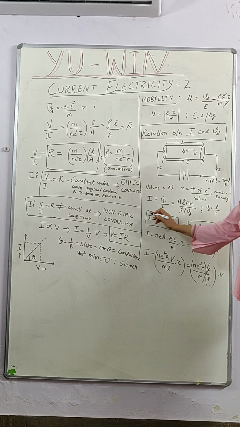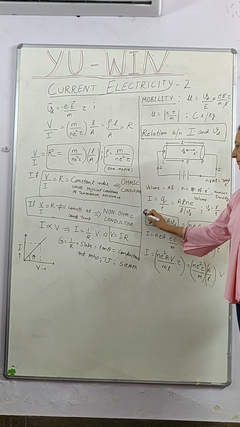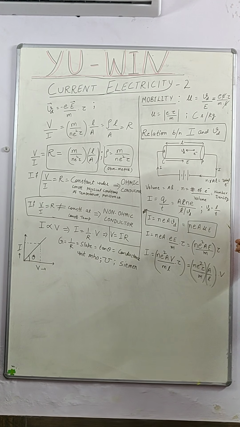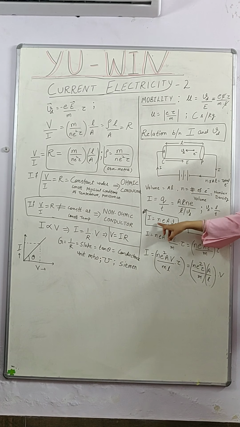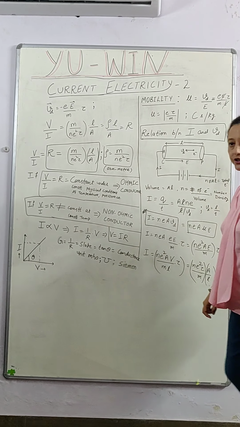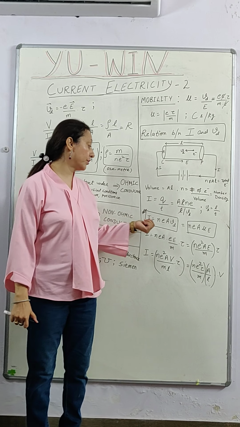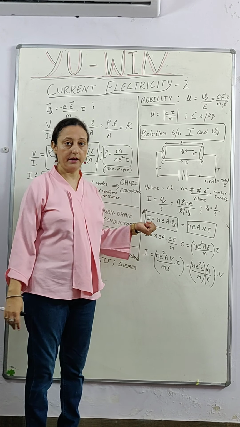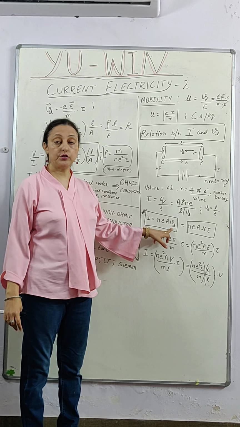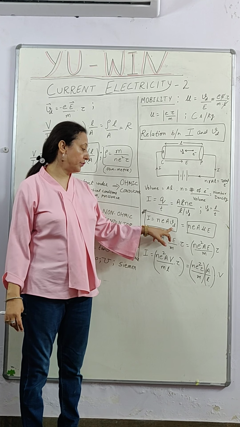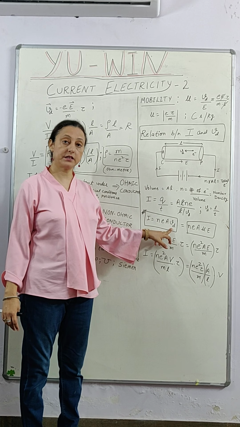This is a very important expression that we need to use in many chapters and otherwise also. The current is neAVd. This expression itself gives you the answer of the question when we say that the drift speed of the electrons is very low, still when you switch on the bulb, it glows instantaneously. Although the drift velocity, as we discussed in the previous video, is of the order of 10 to the power minus 4 meter per second.